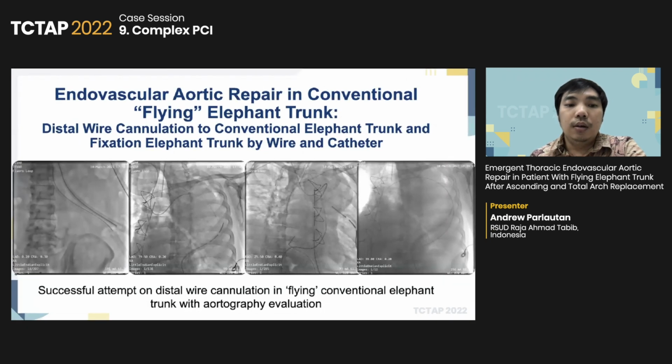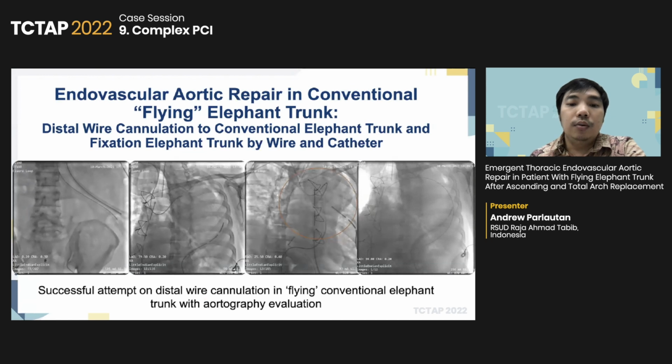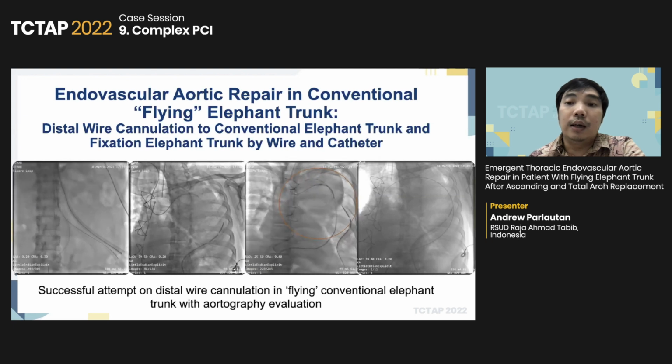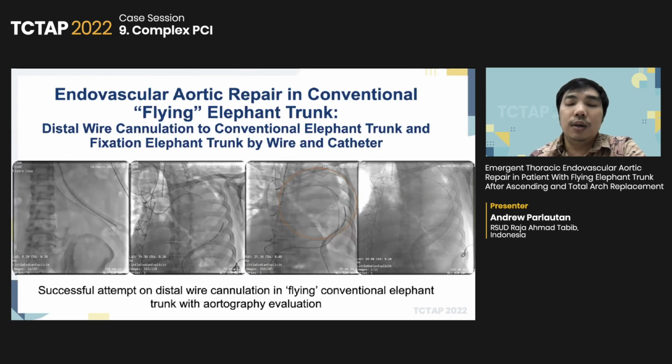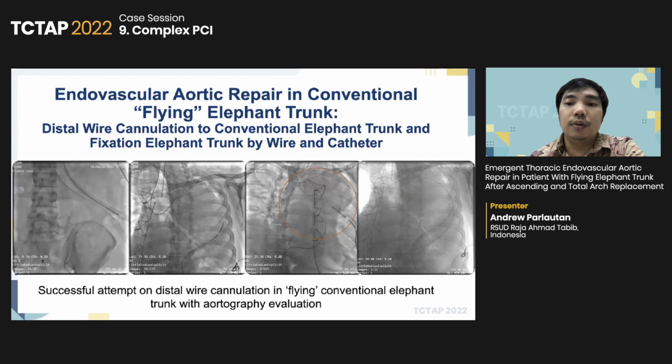Because of that, we changed the plan and tried the cannulation, but this time from the distal part, from the femoral access. We can see here that finally, after several attempts and maybe some luck, we cannulated the proximal part. We can cannulate the elephant trunk. This is very challenging because the elephant trunk was very mobile. This is confirmed from the aortography that the wire was in the true lumen.